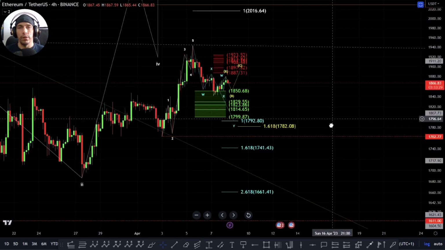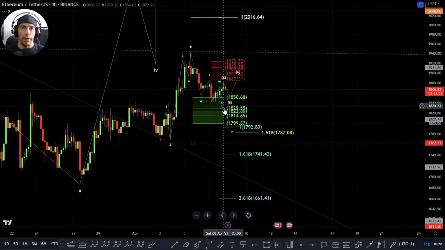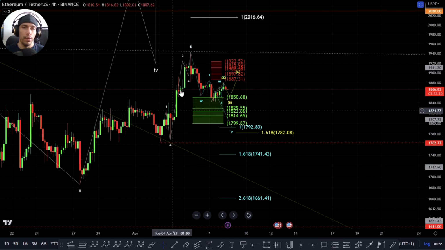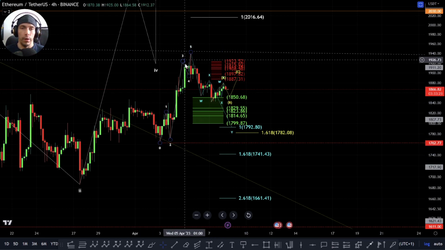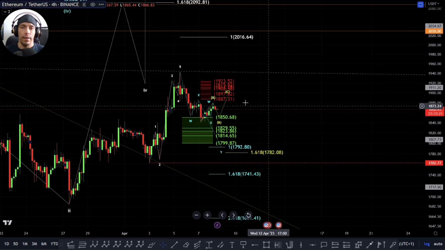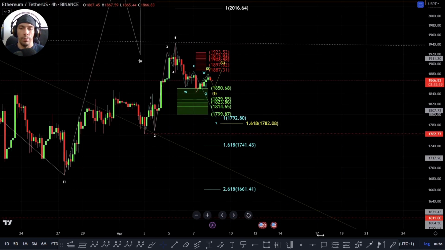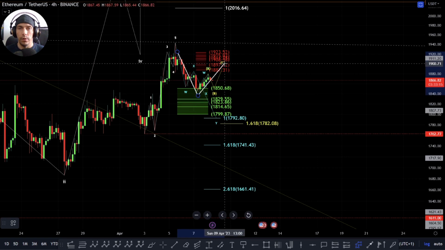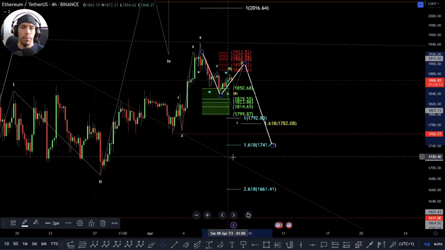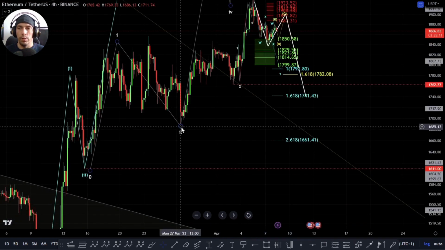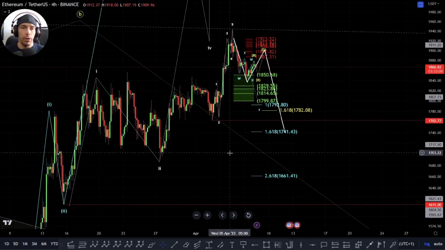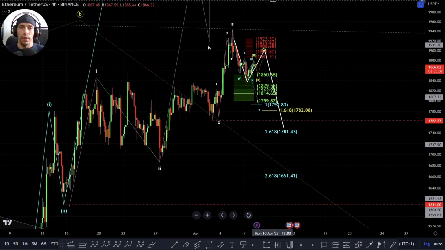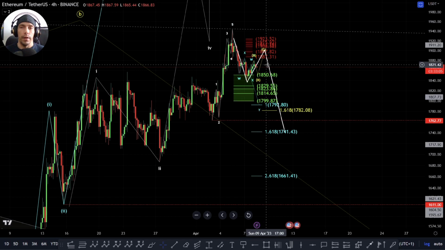Losing 1762 basically invalidates this idea of this bullish structure here where we're looking for another 1-2-1-2, and then from there we'd have to see what happens. If we get this in a 3-wave move down like this, but we fail to actually break down below this 1685, we could then see a move to the upside, potentially looking for a diagonal.